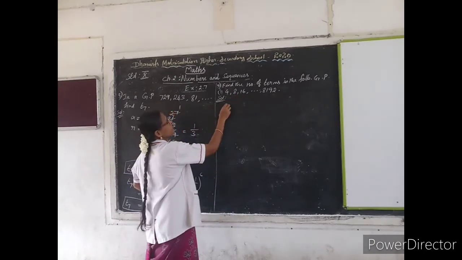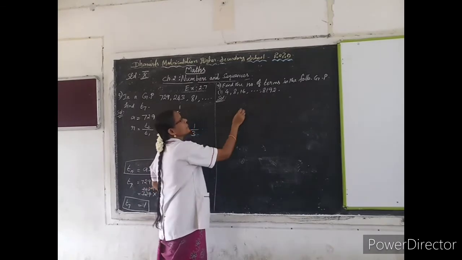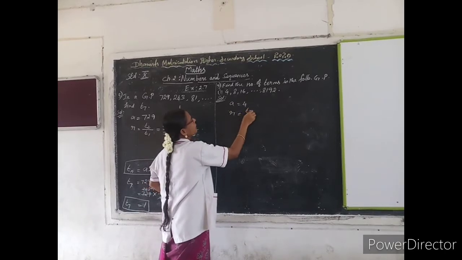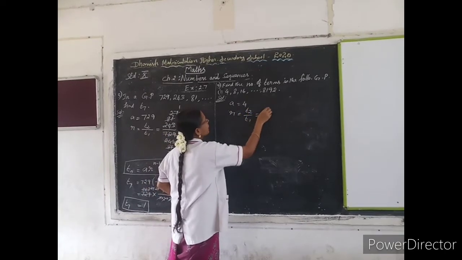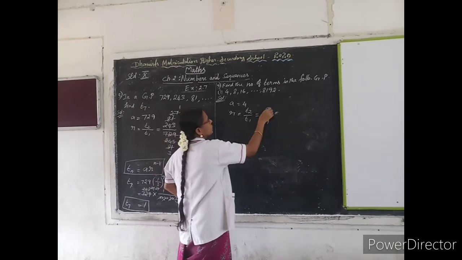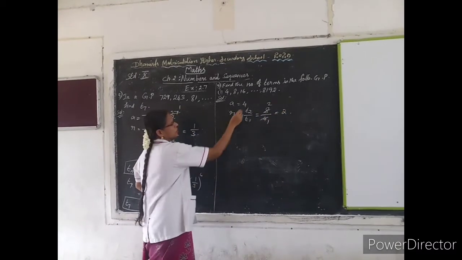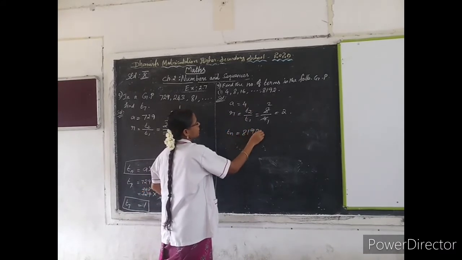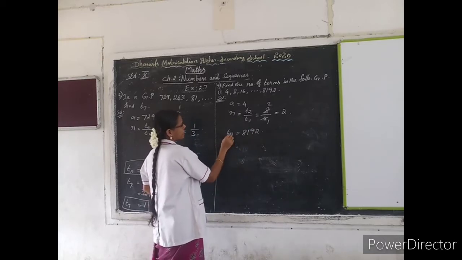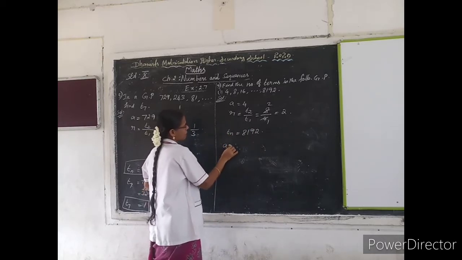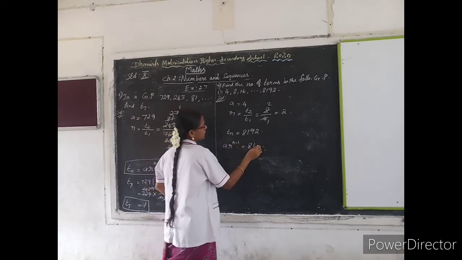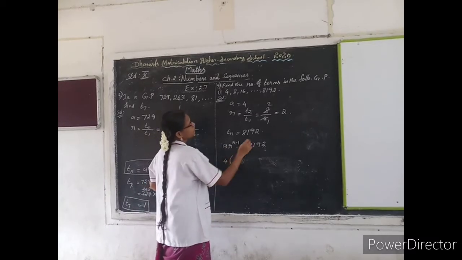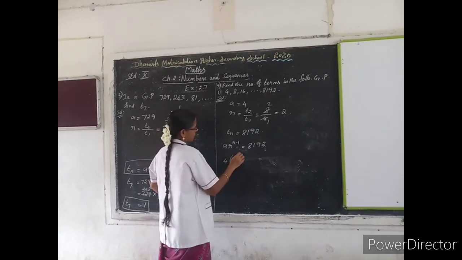So the given GP is 4, 8, 16, etc. up to 8192. A is 4. R is T2 by T1, that is 8 by 4, which is 2. This is the last term, that is the nth term, 8192. This n only we have to find. What is the nth term for GP? A r power n minus 1 is 8192. Given A is 4, R is 2, 2 power n minus 1.